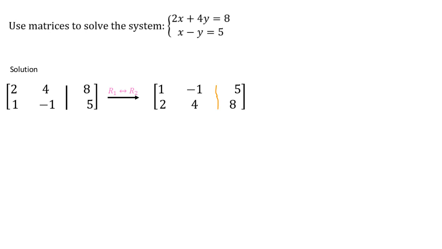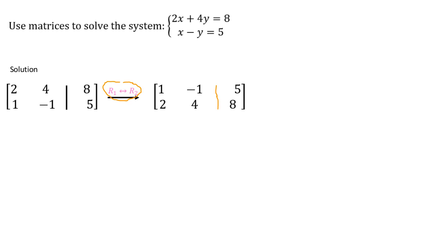So the first thing that I want to do in this problem is, because I want a 1 here, I'm going to use my property of swapping rows, or switching rows. I want my row 1 to become row 2 and row 2 to become row 1. So again, my syntax here is row 1 with a double arrow row 2. So now I have 1, negative 1, equals 5, 2, 4, equals 8.